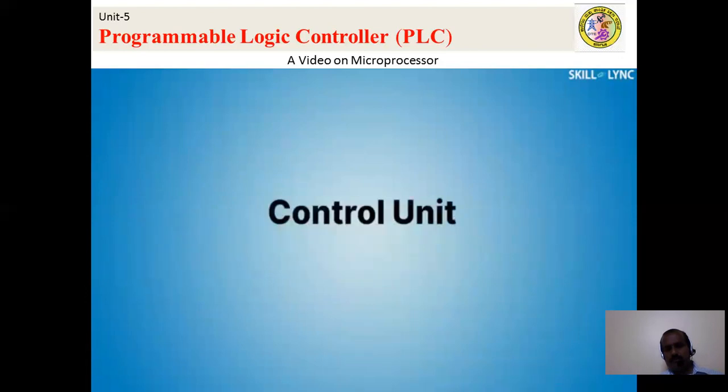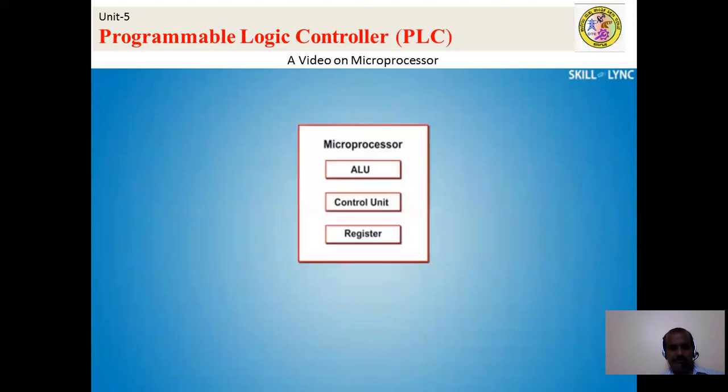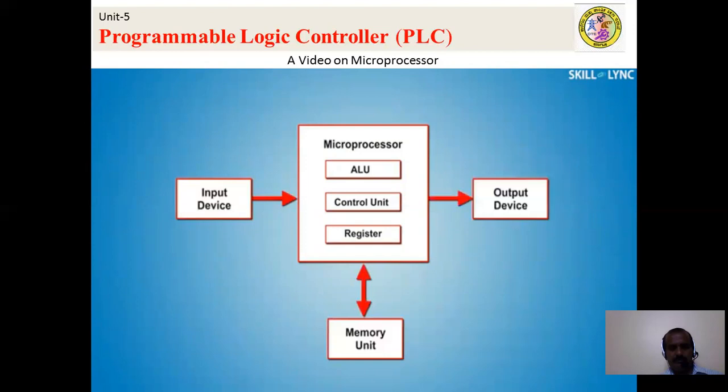The control unit controls the operation in the microprocessor. It dictates how the internal memory of the computer should respond to the given instructions and controls the flow of data between the microprocessor and the system. The microprocessor is further connected to the input devices, memory unit, and the output devices.